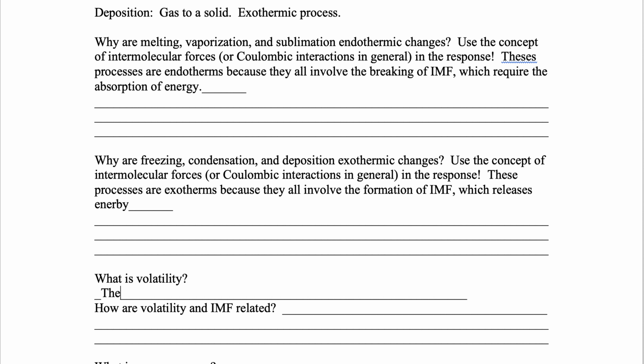What is volatility? Volatility is the tendency of a substance to turn into a gas. Highly volatile substances evaporate quickly.